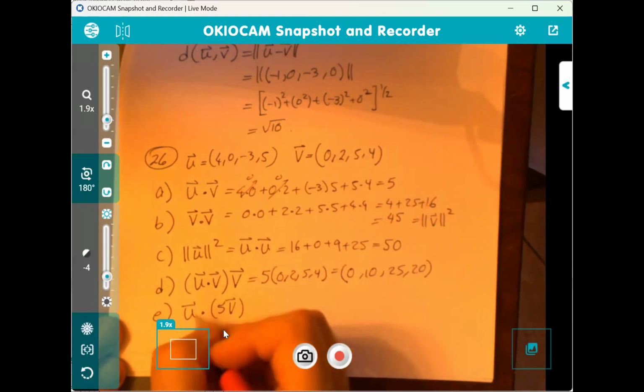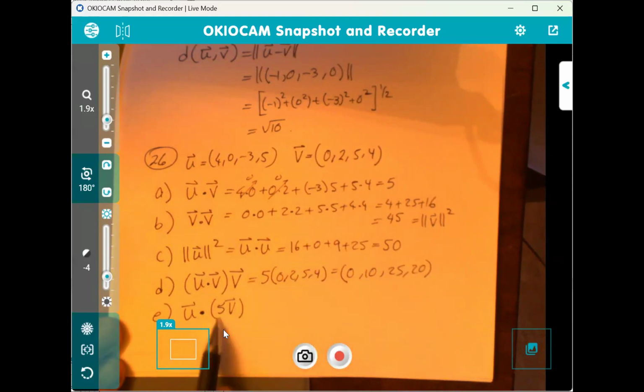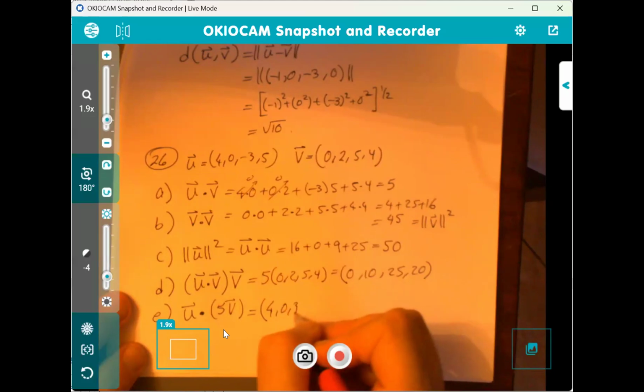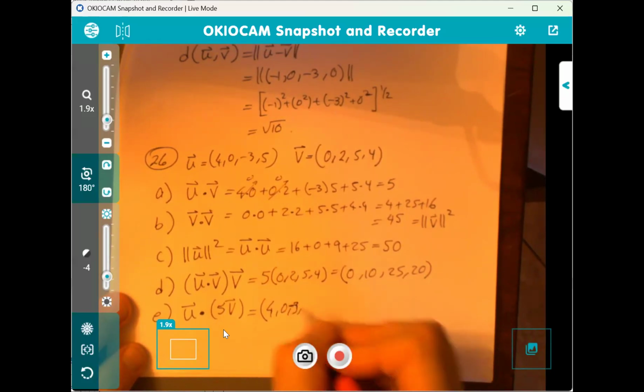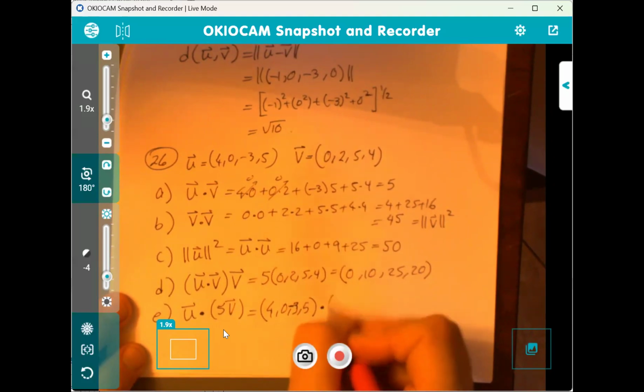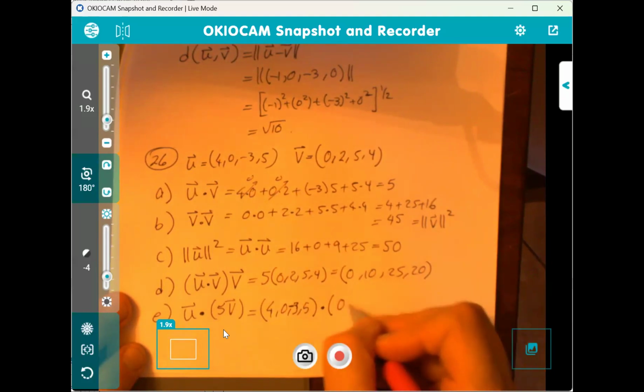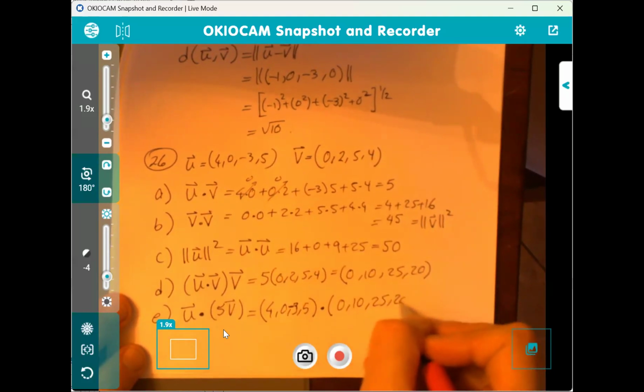In part E, it says do u dotted with 5v. Well, that's good. We just did 5v, didn't we? Because u dot v was 5. So now you're doing a dot product of u, which is 4, 0, negative 3, 5, dotted with 5v from part D. That would be 0, 10, 25, 20.